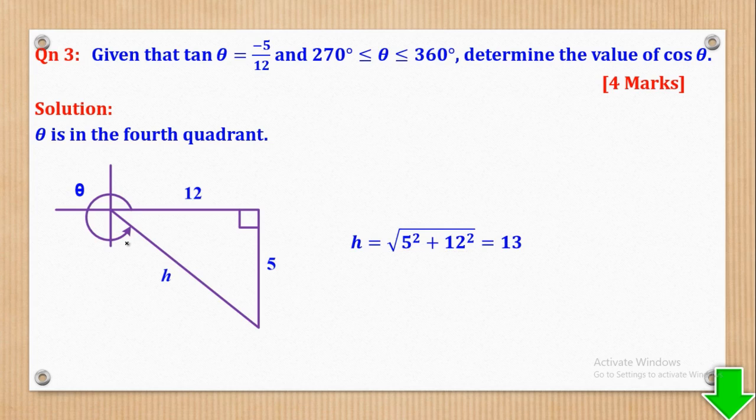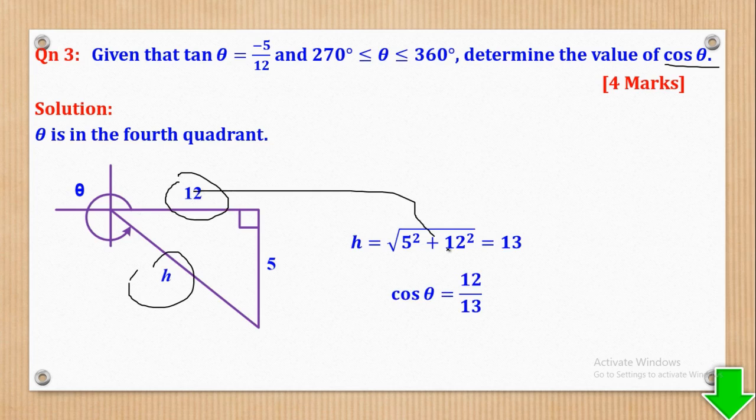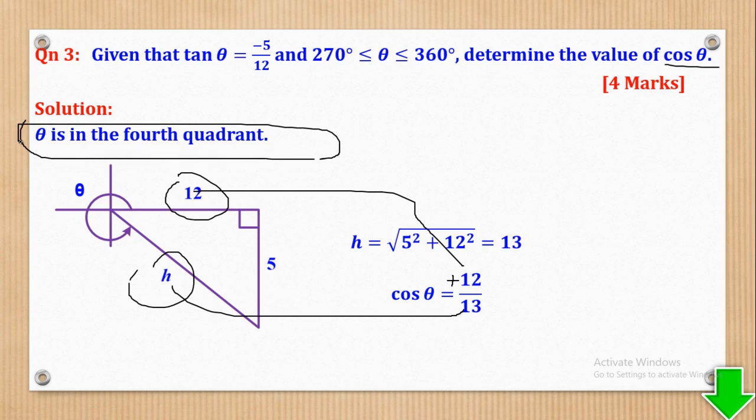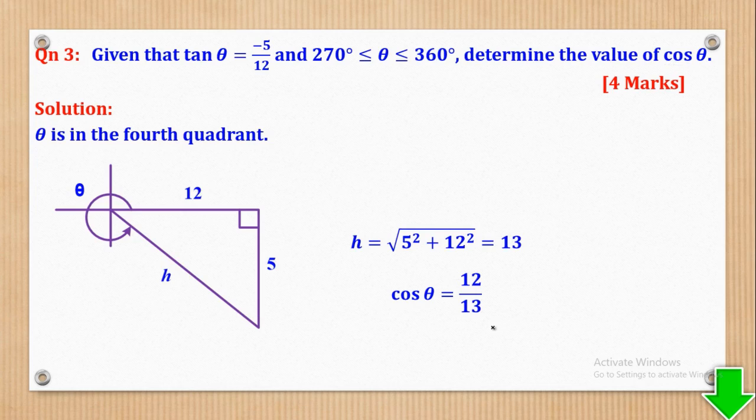So now that I've got h as 13, I can easily get cos, because cos is adjacent over hypotenuse. Therefore, I'll come here and say that cos theta is equal to 12 over 13, where 12 is the adjacent and 13 is the hypotenuse. So what you should realize is that now cos theta is positive. Why? Because theta is in the 4th quadrant. So basically that's what they wanted. Now let's see how much can be awarded.